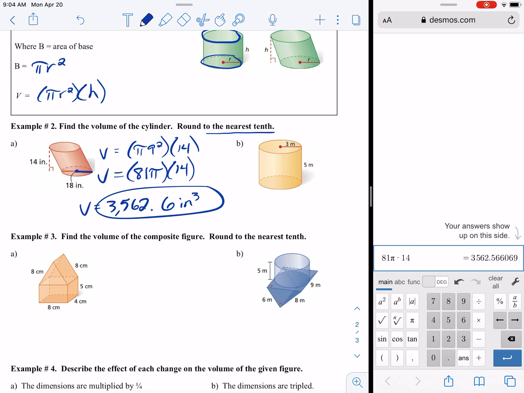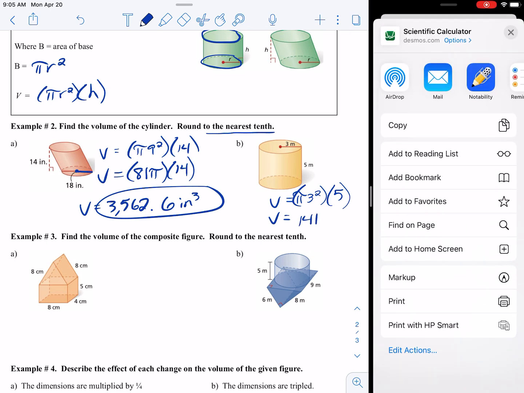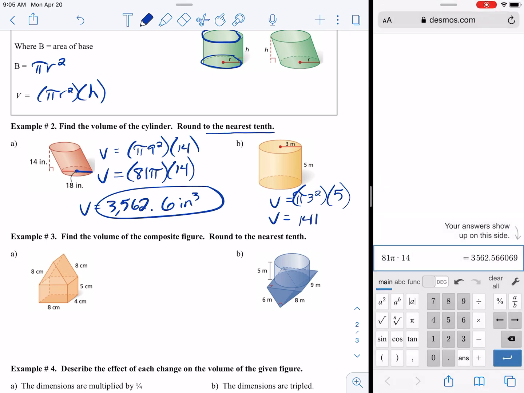Okay, why don't you guys pause the video, try example B on your own, and I'll put the solution up when you're done. For B, it should be volume equals pi times 3 squared, because 3 is our radius, times a height of 5. 9 pi times 5 gets you 141 meters cubed.